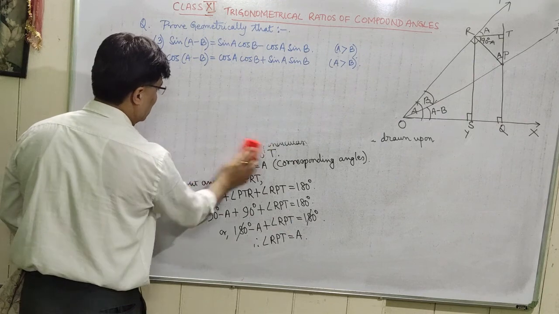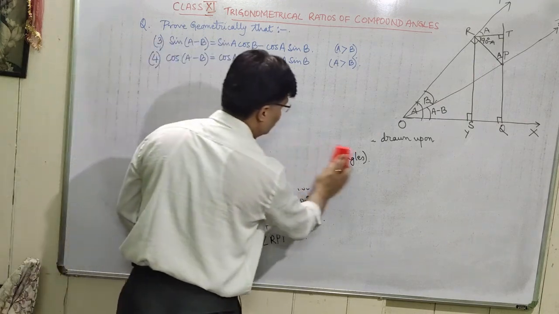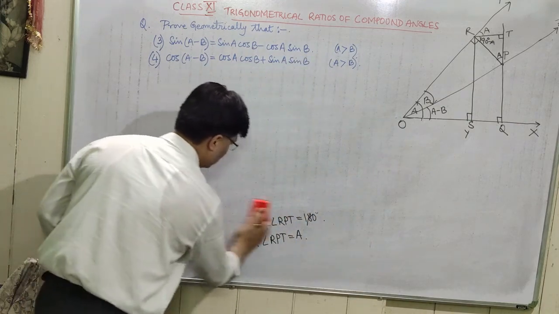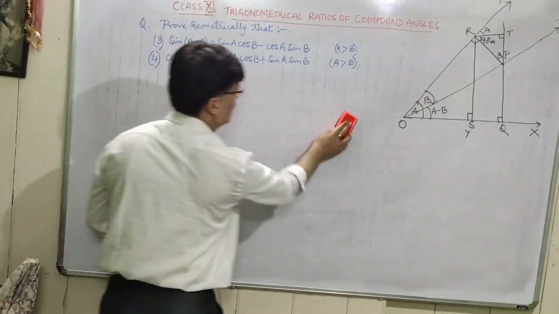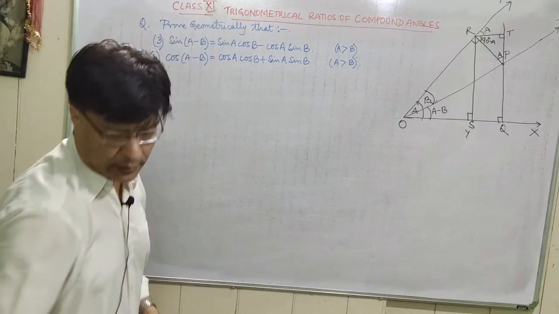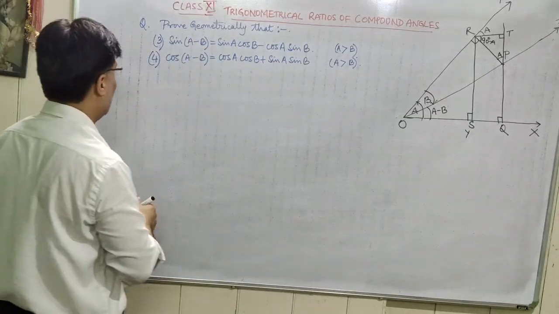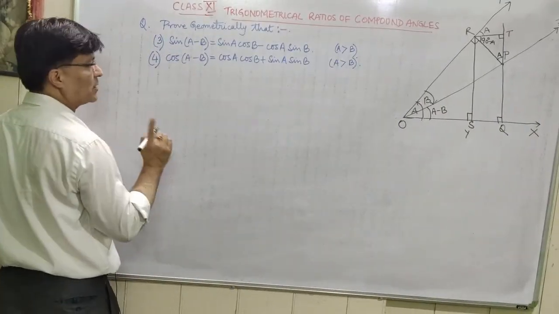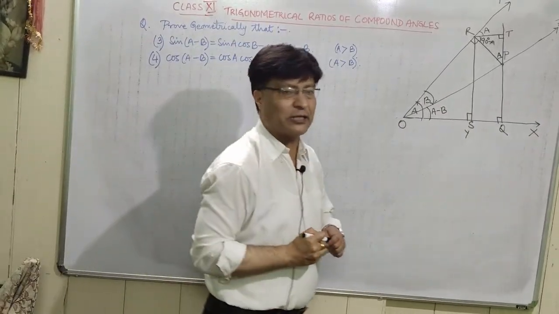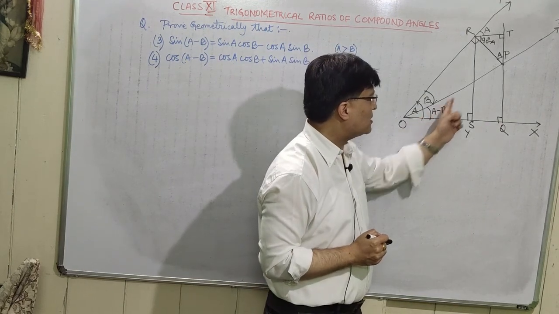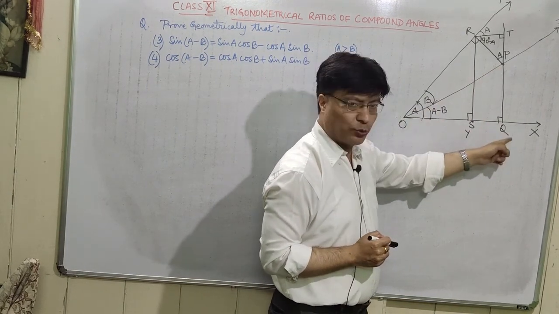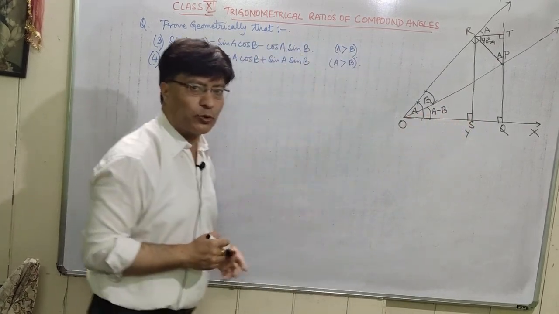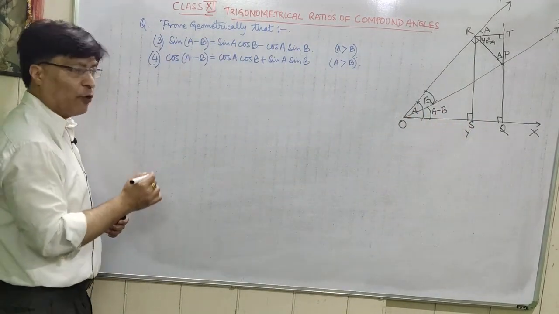Now with the help of this figure, we can prove formula number 3 and formula number 4. So now let us prove it. Let us write down the compound angle A minus B. Where is compound angle A minus B here? It is angle POQ. Let us consider this right angle triangle POQ in order to prove formula number 3 and formula number 4.